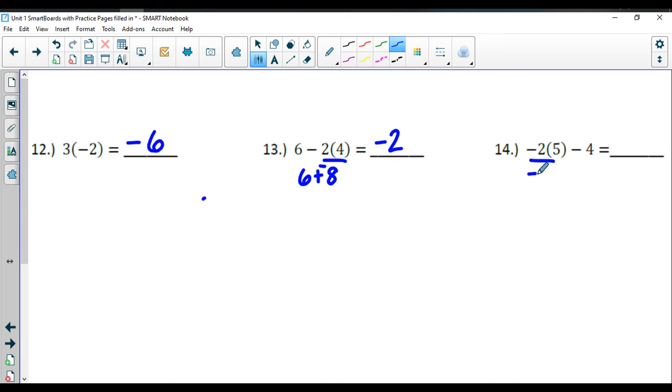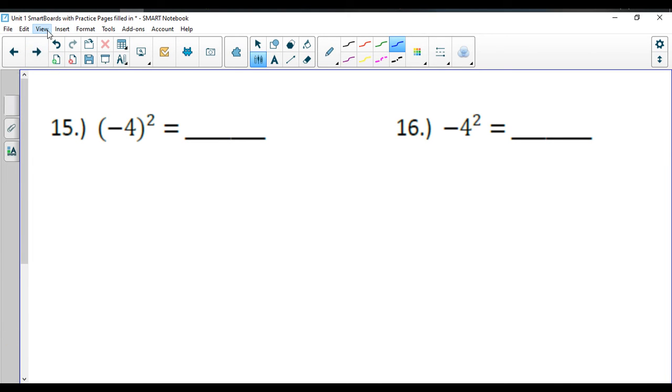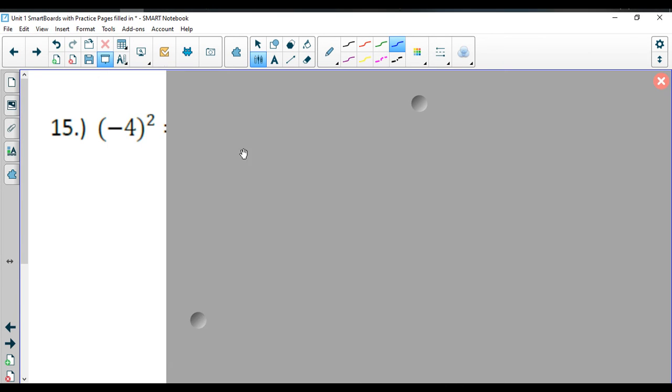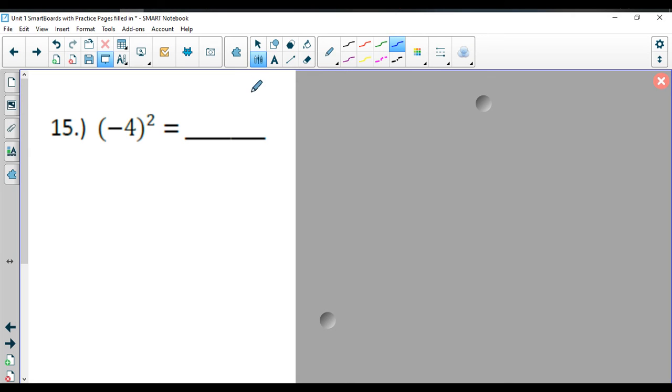So I'm going to multiply first. -2 times 5 will give me -10 minus 4. Stays the same, change, turns negative. So you get -14 for your answer. I'm going to have you just do question number 15 right now, and you're going to go ahead and enter in your answer.